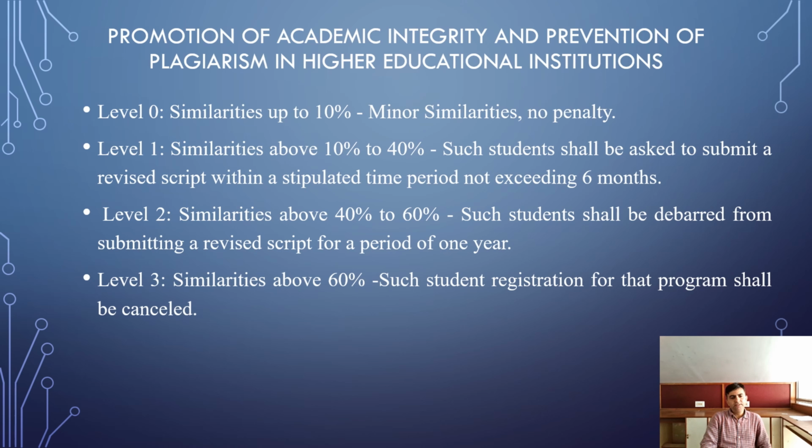Level 1, similarities above 10% to 40%. Such students shall be asked to submit a revised script within a given time period not exceeding 6 months. Level 2, the plagiarism similarities above 40 to 60%. Such students will be debarred from submitting a revised thesis. A similarity above 60%: such students registered for that program shall be cancelled.